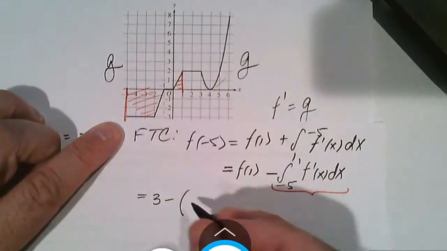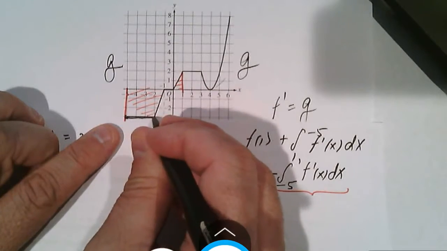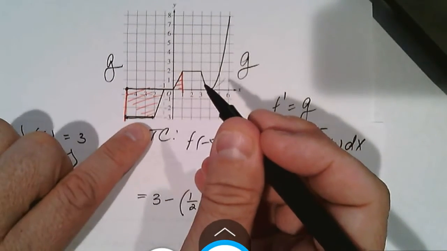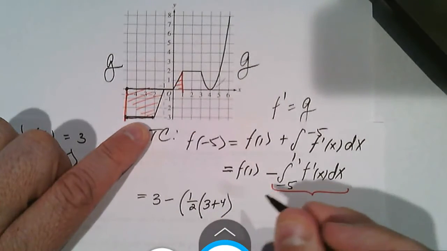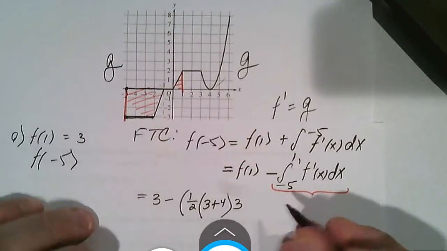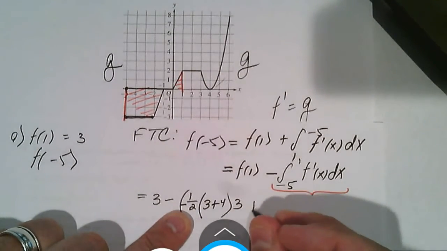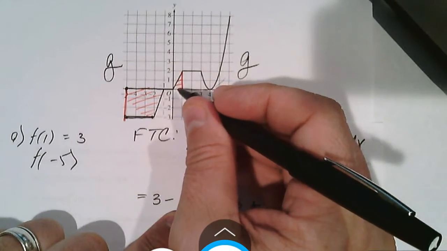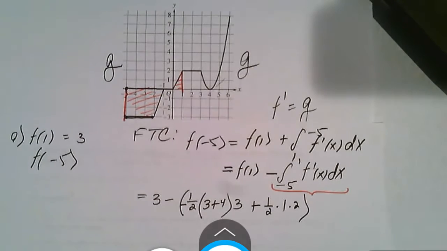I see a trapezoid, and the area of a trapezoid is 1/2 the sum of the bases. Here's the first base. Here's the second base. Those bases have to be parallel to one another. The first base has a length of 3. The second base has a length of 4. And then I'm going to multiply that by the height, 1, 2, 3. Keep in mind that that has to be a negative value because we're below the x-axis. Now I'm going to add on the area of this triangle over here. Area of a triangle is 1/2 base times height. So that's 1/2 times 1 times 2.